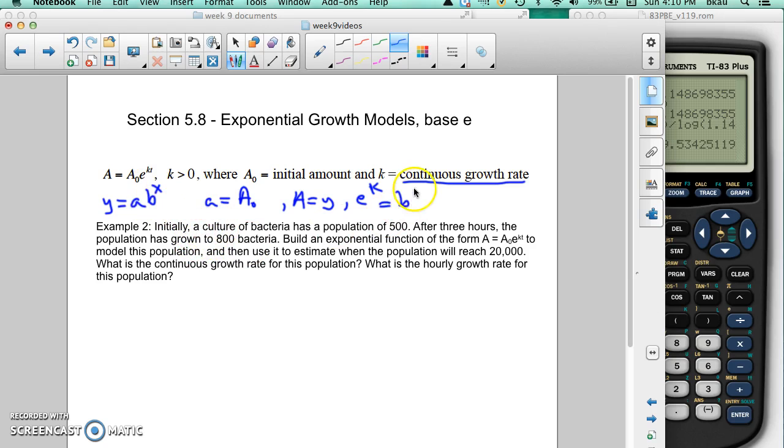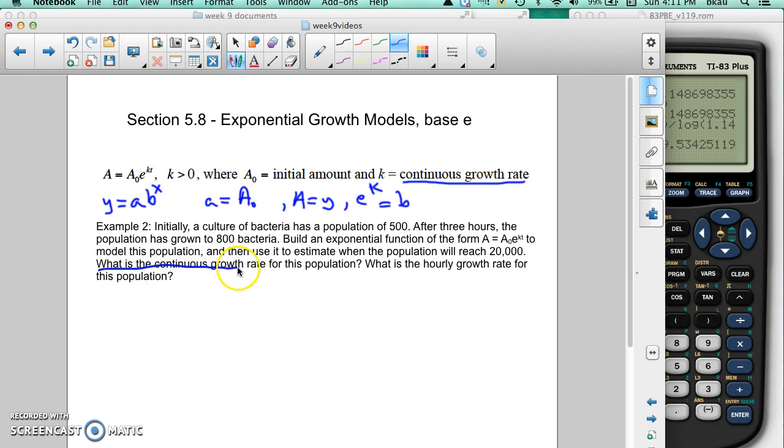All right, but this one is used because we have a continuous growth rate. So when you're reading the problem initially and it says you have a continuous growth rate, then you may want to find your continuous growth rate. In this case, it says a culture of bacteria has a population of 500. After 3 hours, the population has grown to 800. Build an exponential function of the model that we have here to model the population, use this to estimate when it will reach 200,000. What's the continuous growth rate? So it's asking us this question here.